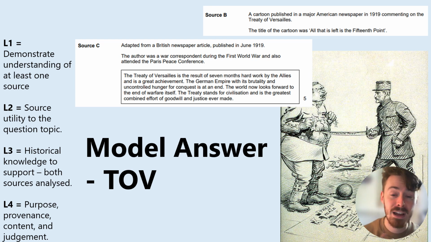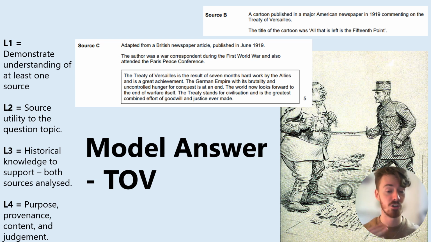Now, if I was going to add my own historical knowledge to that source, immediately it says 15th point, which I think, to my own knowledge about Woodrow Wilson, he came to the Treaty of Versailles with 14 points for peace. And so we say all that's left is the 15th point is probably a play on those words. And the 15th point being on the sword indicates that the 15th point of peace is to kill Germany. And I think what they're doing is pointing out the hypocrisy of the Treaty of Versailles, where Woodrow Wilson was being all big about peace and that treaty being kind to Germany. But in reality, this treaty was very harsh on Germany.